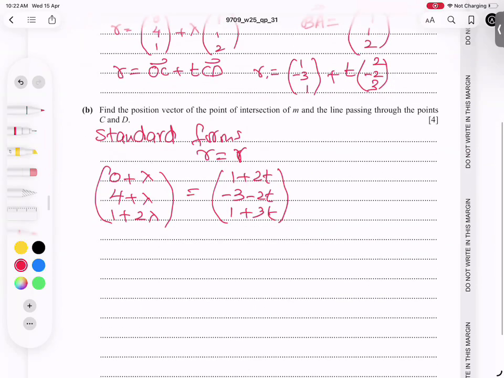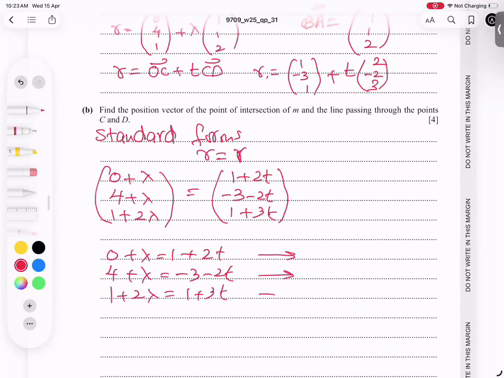So I'm having three equations. First I compare this one. I can say 0 plus lambda is equal to 1 plus 2t. Basically, I'm writing all three equations, and the last one we have as well. Rearrange, rearrange, and rearrange. So I'm getting lambda minus 2t equals 1, equation number 1. Second equation, I'm getting lambda plus 2t equals negative 7. Let me check once again. Is it a 4?